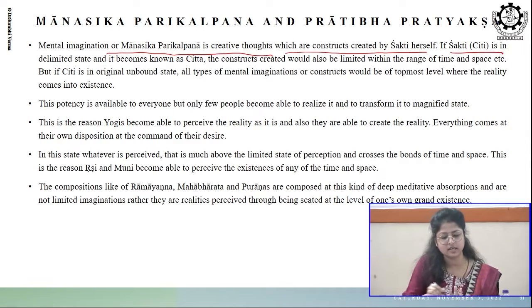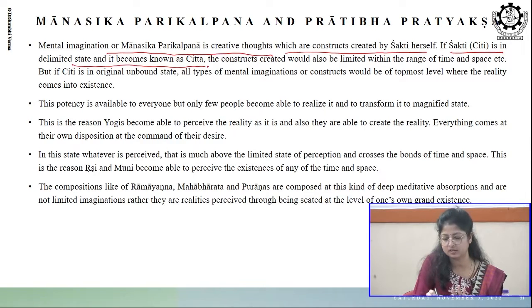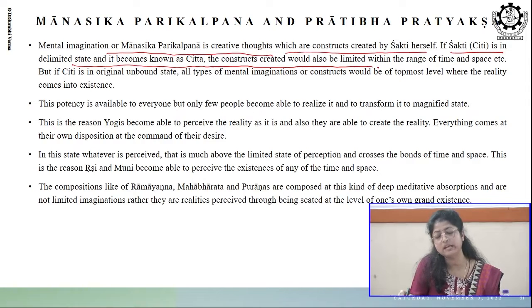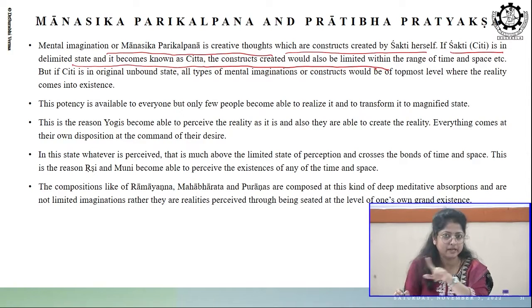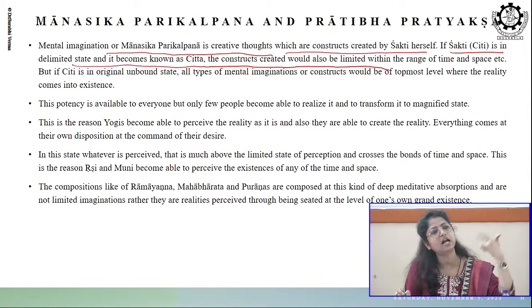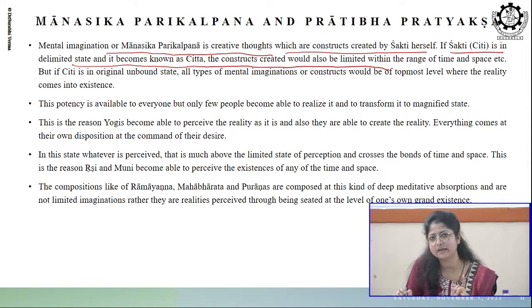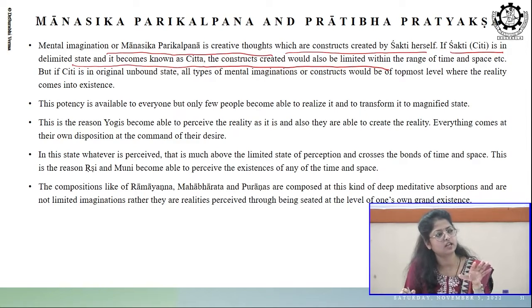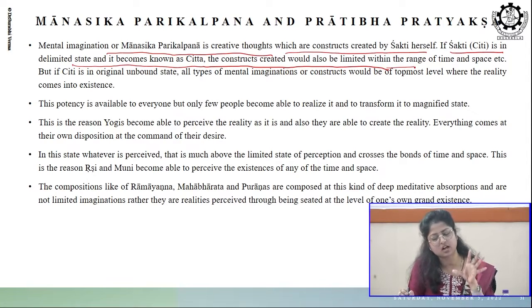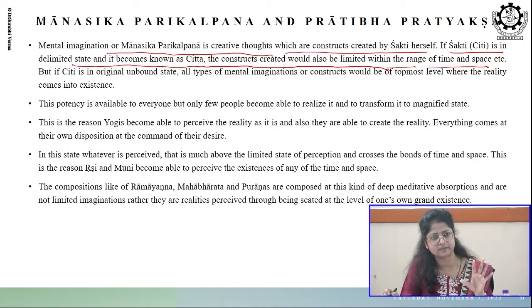If Shakti is in a delimited state and becomes known as Chit, the constructs created would also be limited, because you are limited, encapsulated realities. So you cannot imagine for the unbound state. Nobody wrote any assignment in the language lab that was beyond the world. Everyone imagined something related to themselves, in existence with their limitations. So a limited construct or mental creation will also be limited, within the range of time and space.